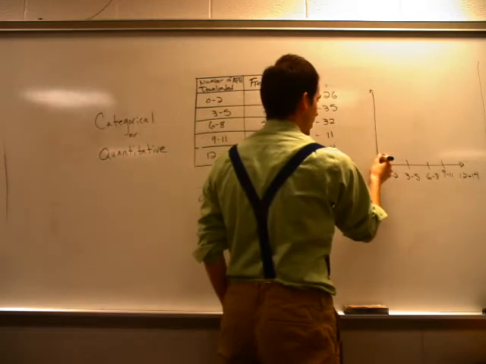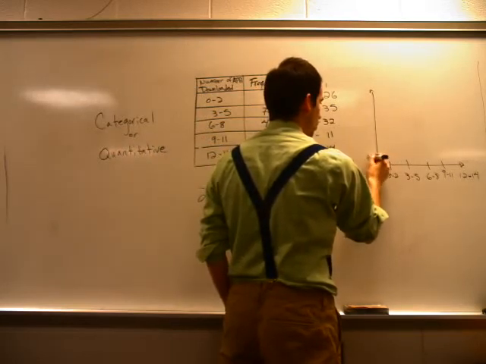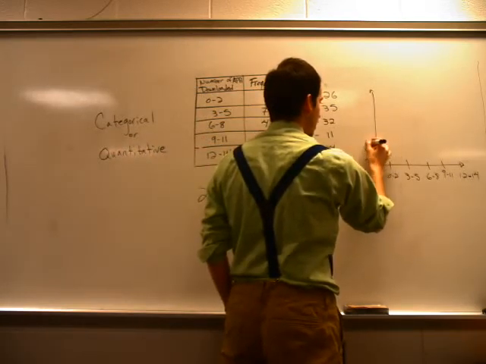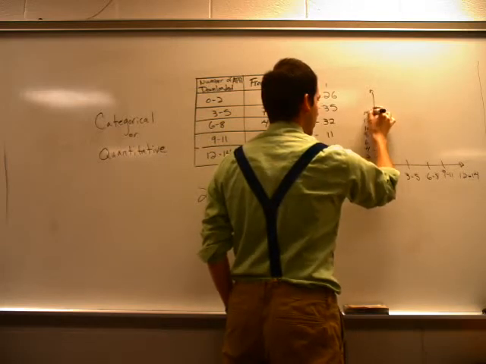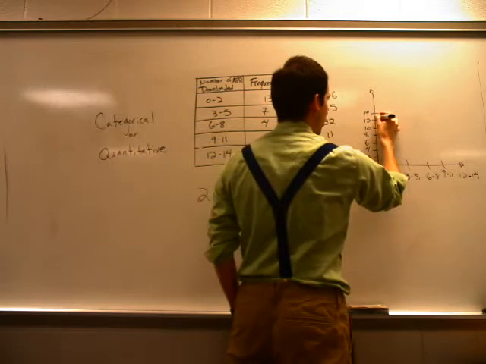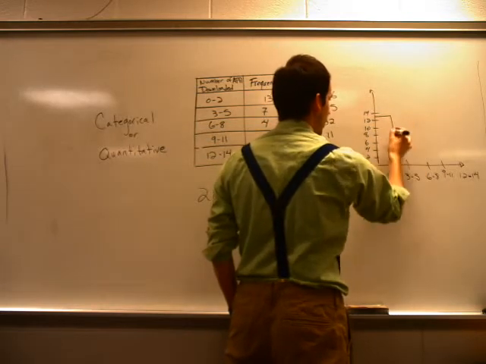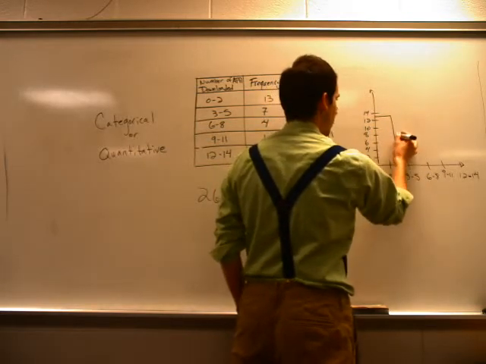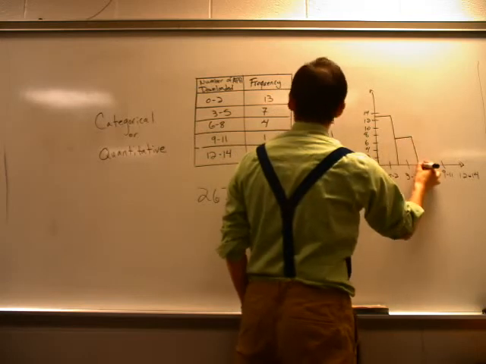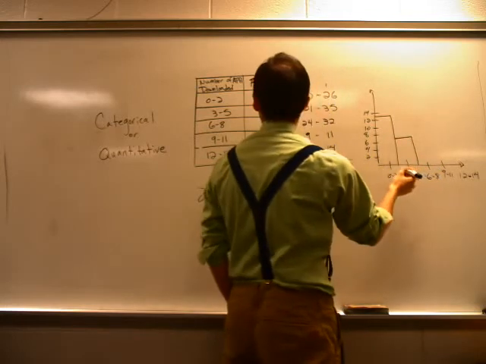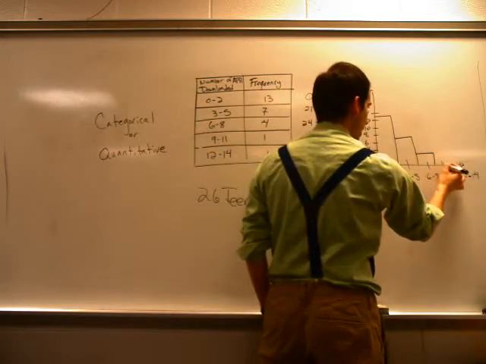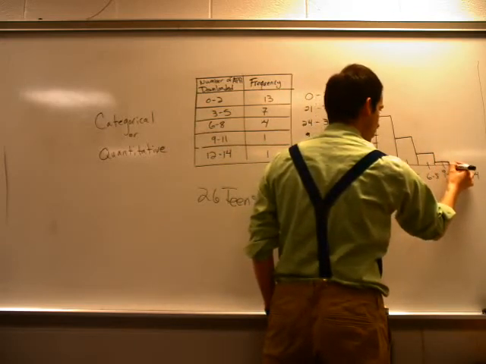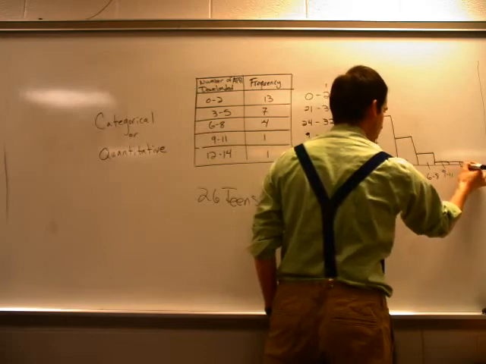Okay, well, in this case, I guess we could go up by 2. 2, 4, 6, 8, 10, 12, 14. Don't need to go any higher. 0 to 2 got me 13. 3 to 5 got me 7. And 6 to 8 got me 4. 9 to 11 got me 1. So did 12 to 14.